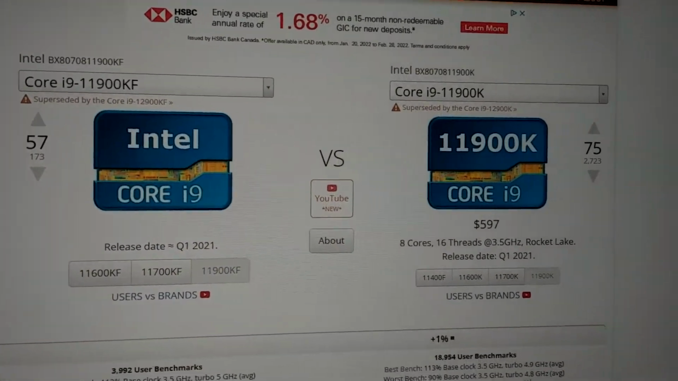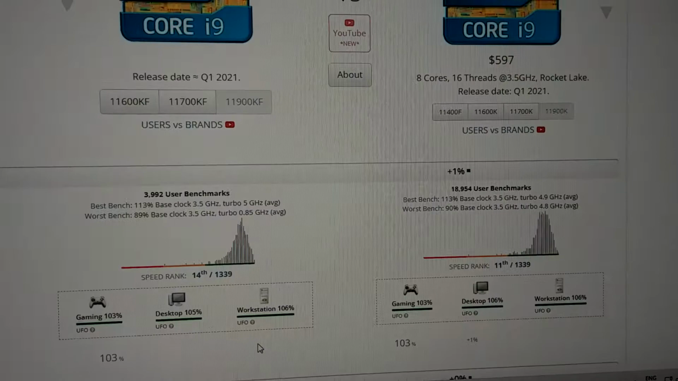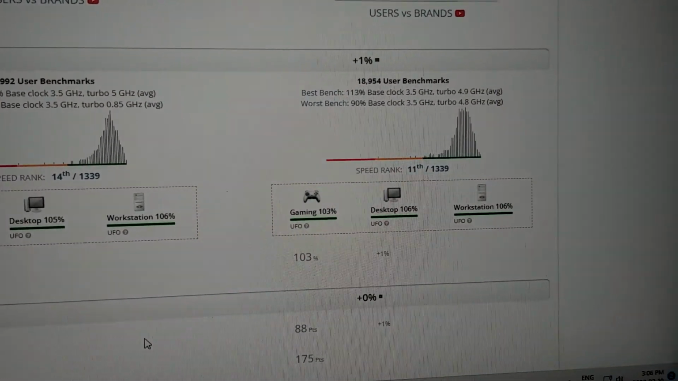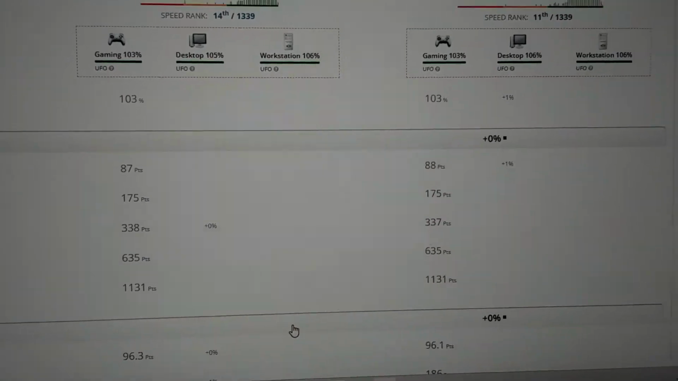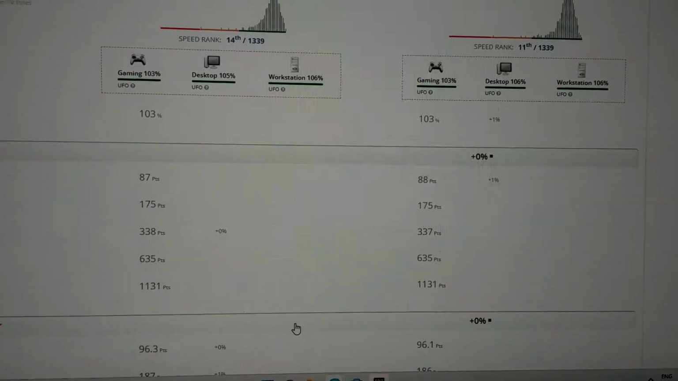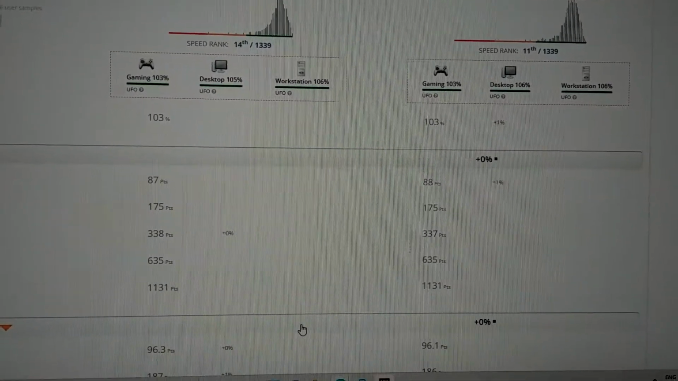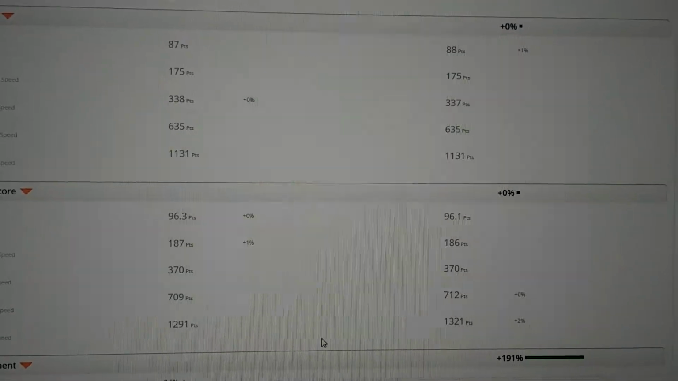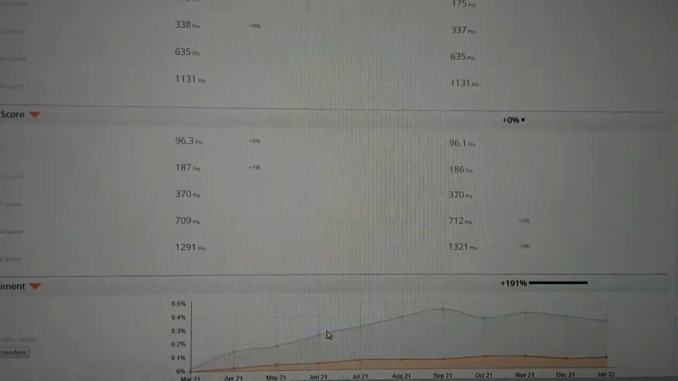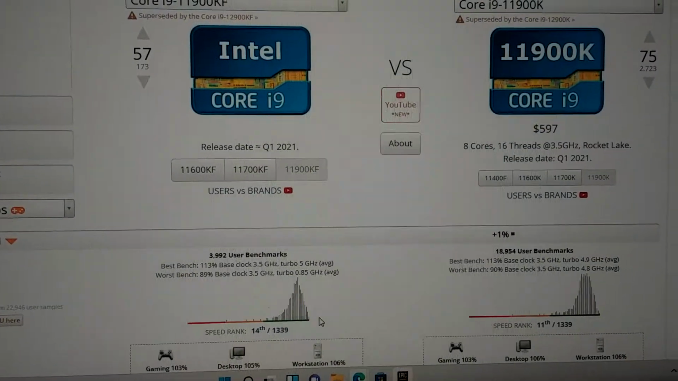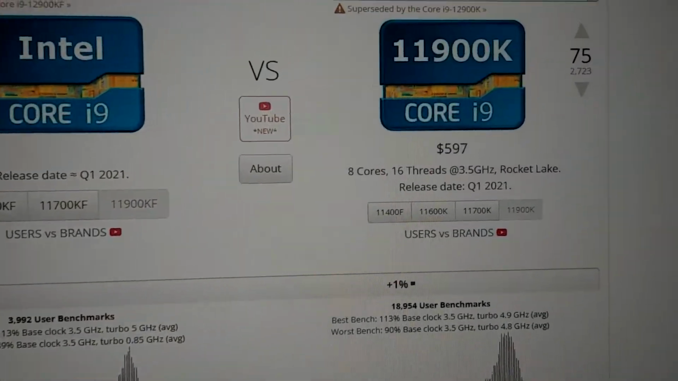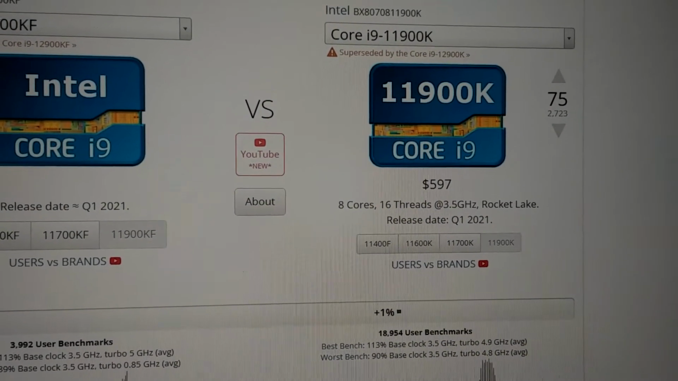Comparisons, you know, there's not much of a difference really. They have the KF versus the K. There's a lot more market share involved with the K. More people want the K. Reason being is that for business machines, people don't want to have an 11900KF if it relies on a GPU. Businesses are not going to need a GPU. They'd rather have it built in, which is the 11900K.